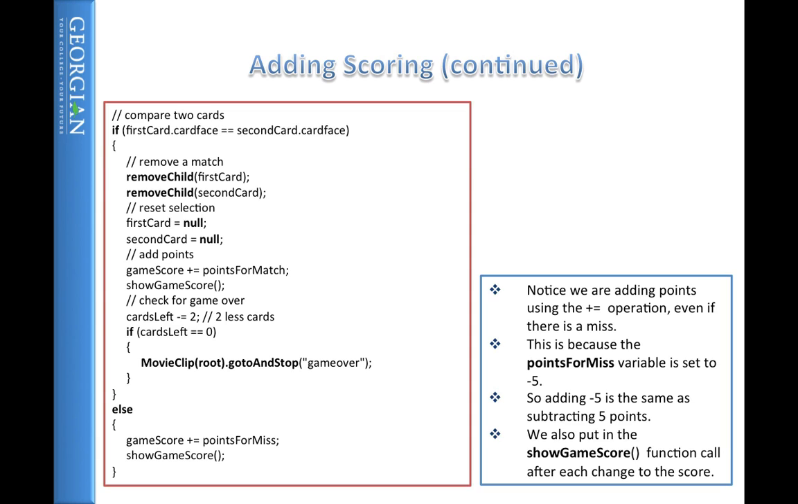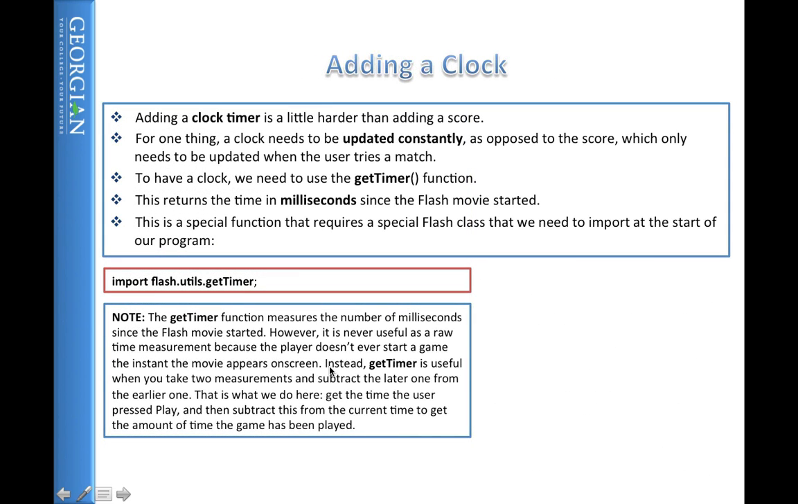Here's how the code would actually look. So I'm going to compare the 2 cards. Here's my comparison here. Every time I click a card, when I match, I'm going to increase my game score by the points for match. And when I miss, I'm going to add the points for miss. And I'm going to show the game score every time I do that. So first I'm going to increase my game score, and then I'm going to show it. Okay, before I add a clock, I want to take a look at that.